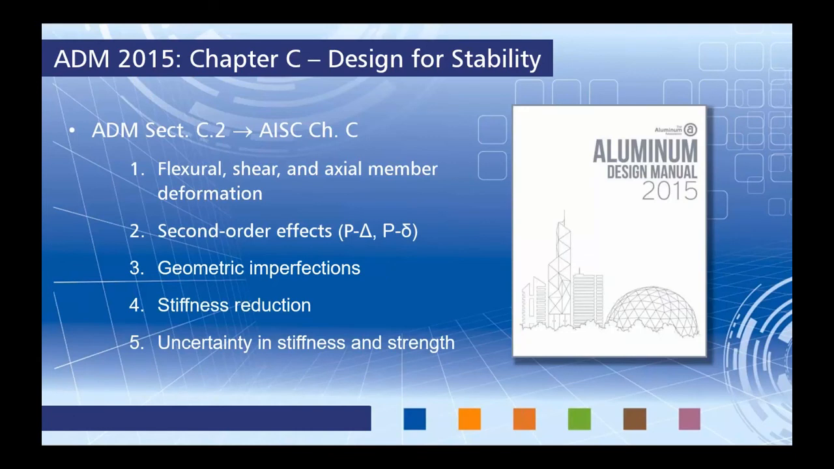Now, the other three requirements are geometric imperfections, stiffness reduction, and uncertainty in stiffness and strength. I'll go through those in more detail in a couple minutes.